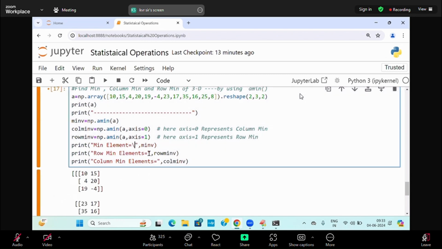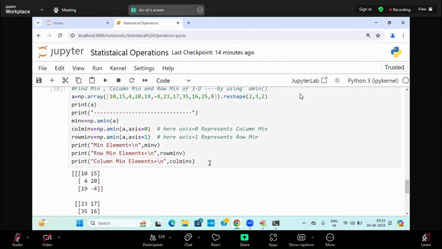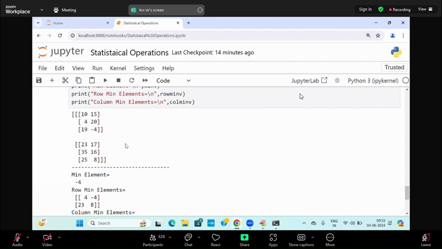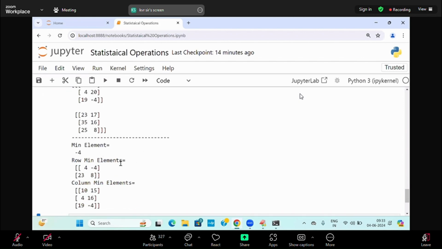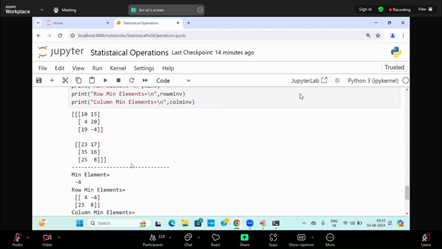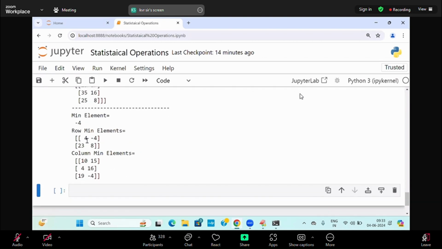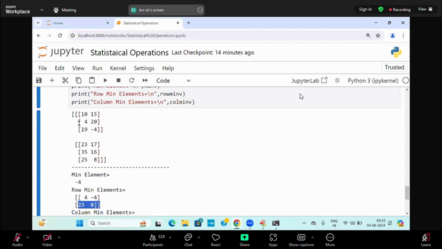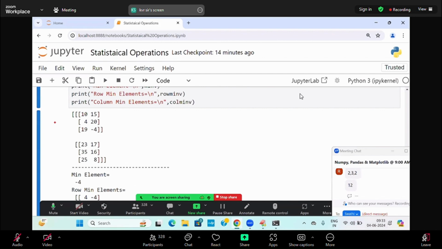Row min. Next line I will take it so that confusion will not be there for you. Min element, say here minus backslash n. Say here backslash n. Here I am trying to write it. This is the given data. What is this now? Min element. Row min elements is coming. What is that row min elements coming here? It is going to give you 4, -4. And next is what? 23, 8 is coming. What is that row here? In this place, it is treated as what here?